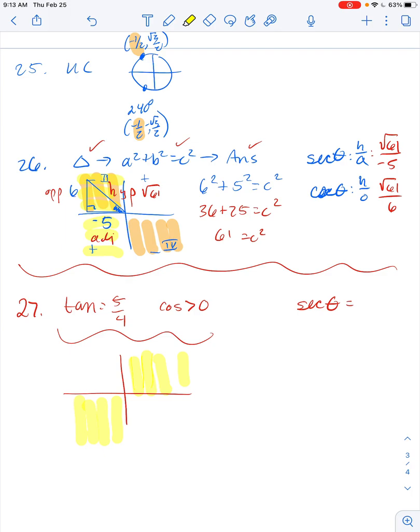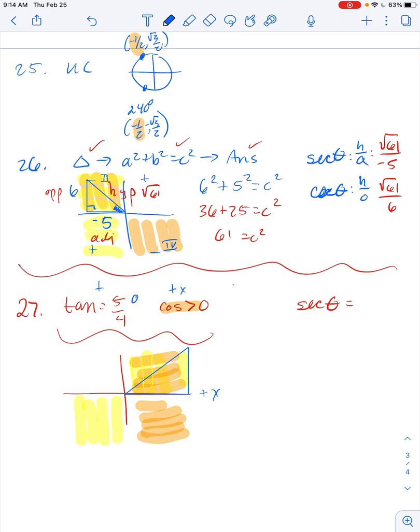And then your cosine is going to be positive, keeping in mind that that is really saying you have a positive x value. Well, you know that positive x is on the right, so that would mean this quadrant or this one. So again, I need to draw my triangle into the quadrant that meets both conditions they gave you. So positive tangent, positive cosine, I'm in quadrant 1.